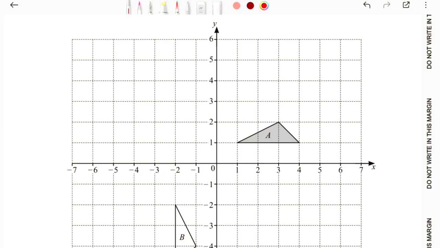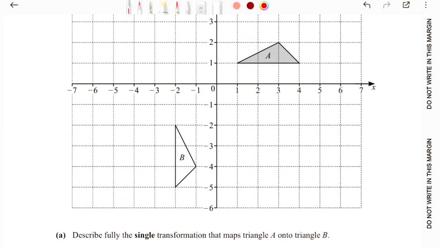Now this is another question, a very important question. Describe fully the single transformation that maps A onto B. First of all, we have to see whether it is a reflection or a rotation. For that purpose, we have to match their corresponding vertices. If they are parallel, it means that it is a reflection case, and if they are not parallel, it means it is a rotation case. Let us see it. So first of all, I'm going to join their corresponding vertices.